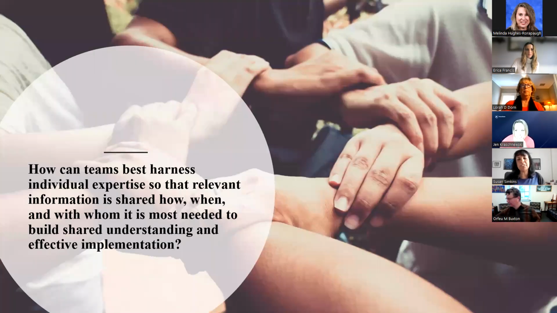So the big question in teams in terms of knowledge management is how can teams harness the individual expertise of members so that relevant information is shared how, when, and with whom it is most needed to build a shared understanding and also effectively implement the knowledge integration that you have. So that's a tall order.